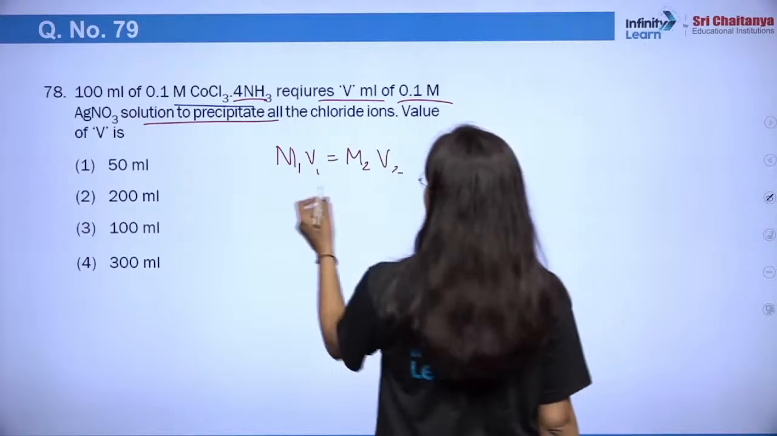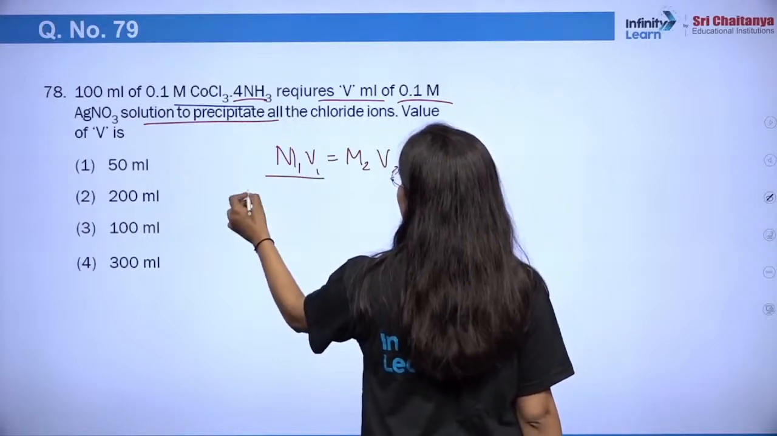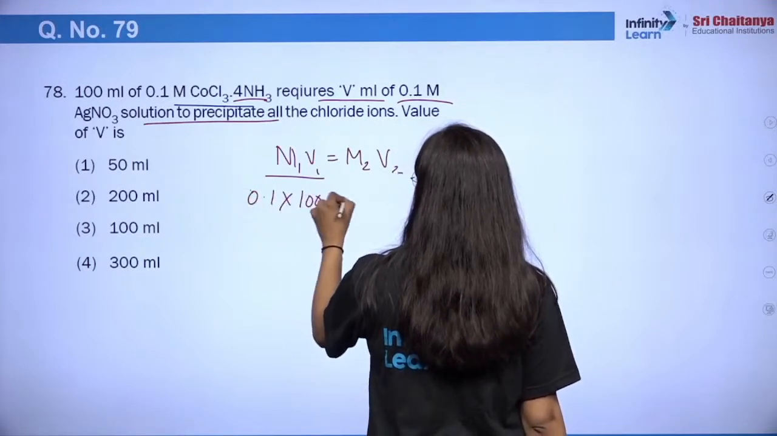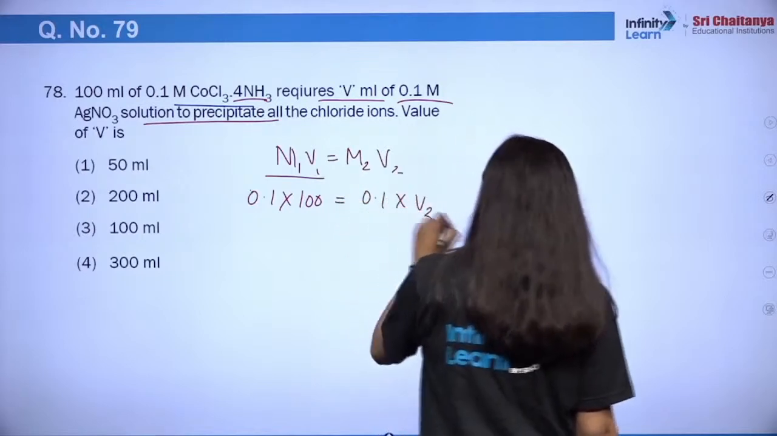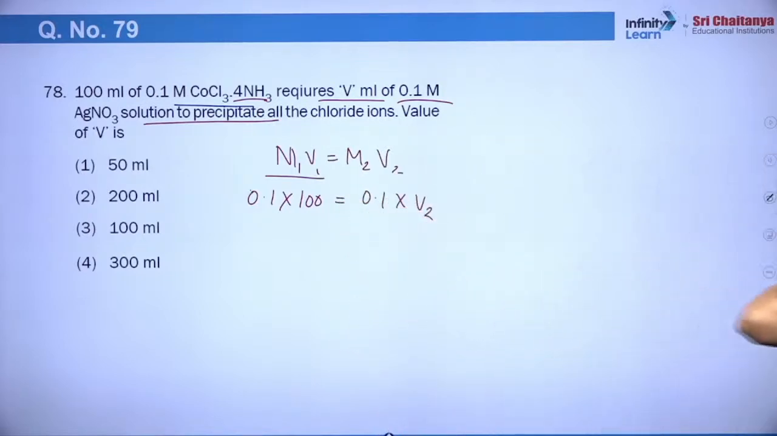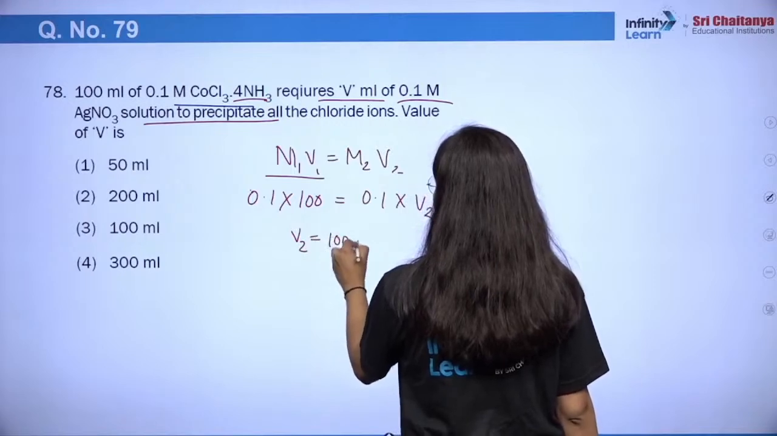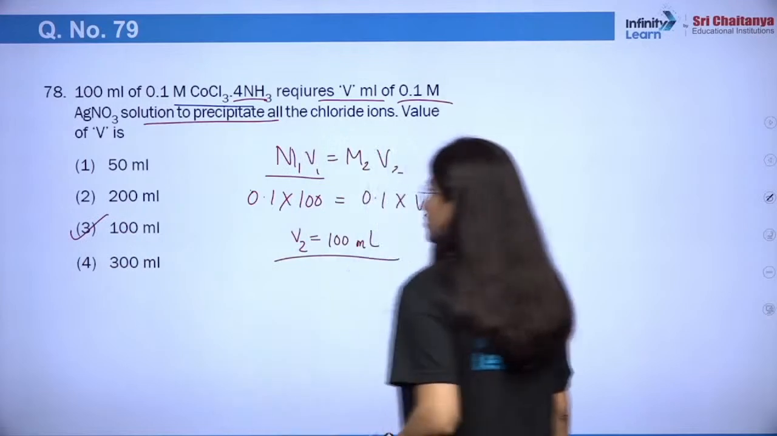So we need to identify what is M1. It will be 0.1 into 100 ml, which will be equal to M2, which is again 0.1, into V2. So what will be V2? V2 will also be 100 ml. So what is my correct answer? Correct answer is option number 3.